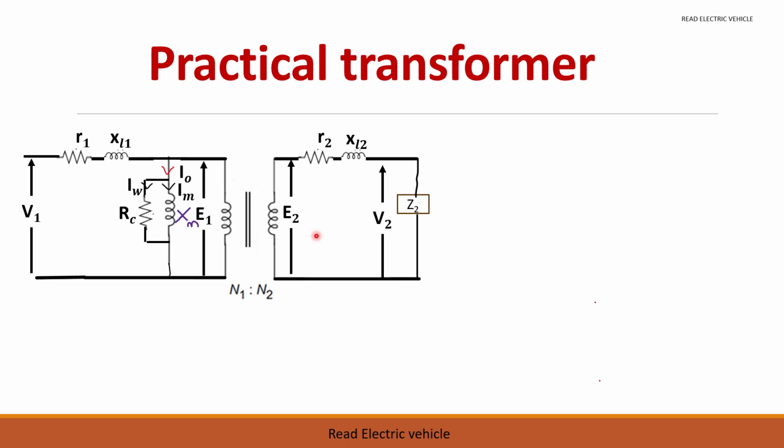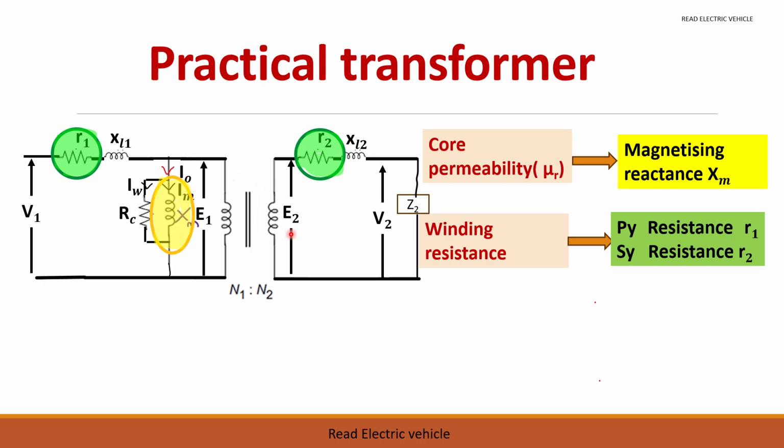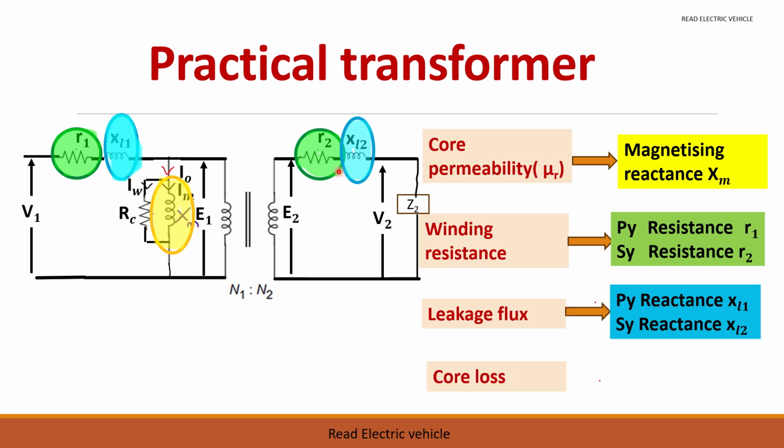In the previous video, we have drawn the equivalent circuit for the practical transformer by including the core permeability, which is represented by magnetizing reactance Xm. Then the winding resistance is included in both primary side as well as secondary side. Then leakage flux in both primary and secondary side, and finally we included the core loss as some resistance RC. Now we will see how to draw the phasor diagram for this practical transformer.